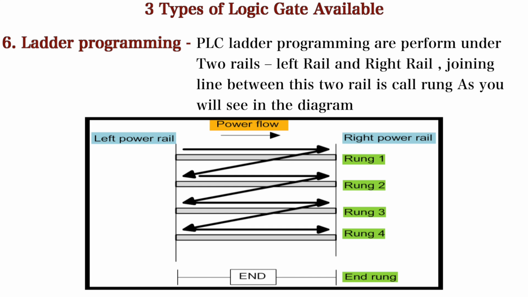It means, first the power flows from the left power rail to the right power rail in rung 1, then the power will be switched to rung 2 from the left power rail to the right power rail, then the power will be switched to rung 3, then to rung 4. It means it will flow in that exact manner like you see in the diagram.